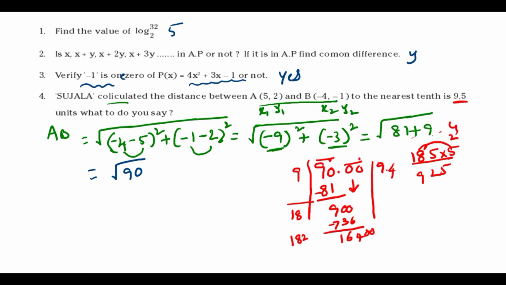So after 182, if you take 8 and multiply by 8, 8 8s are 64, 8 2s are 16 plus 6 is 22, 8 8s are 64 plus 2 is 66, 8 1s are 8 plus 6 is 14. So this is the nearest to this number.